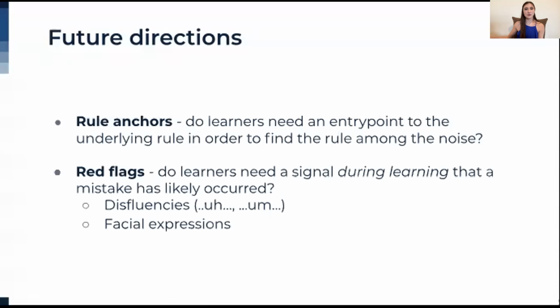Another thing to ask is whether learners need to observe red flags during learning in order to track that a mistake has occurred, which would allow them to discard or discount that particular instance as they're learning the rule. Some things we've considered so far are speech disfluencies, so saying things like "um," or facial expressions that indicate they're searching for what to say. But we'd love to hear your thoughts, feedback, and suggestions on this.